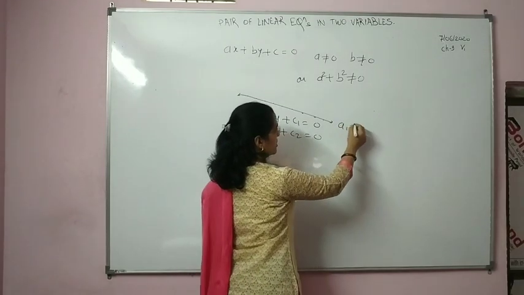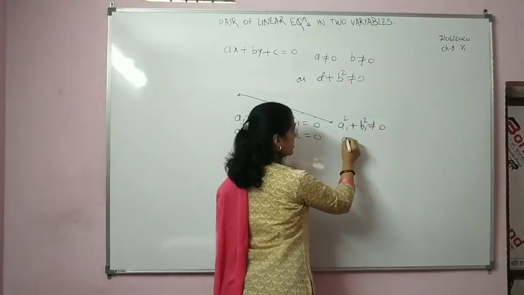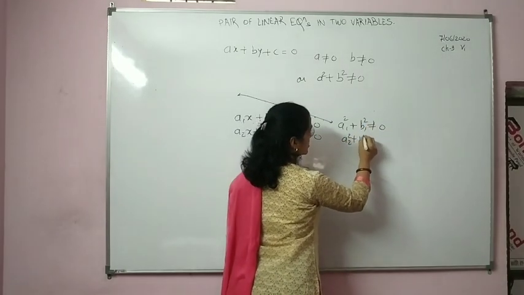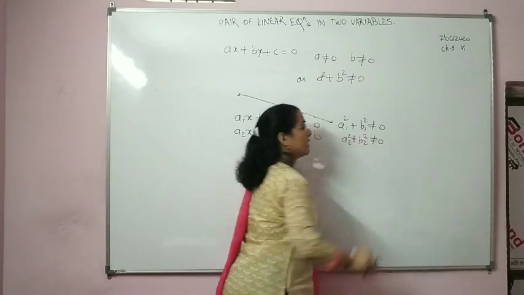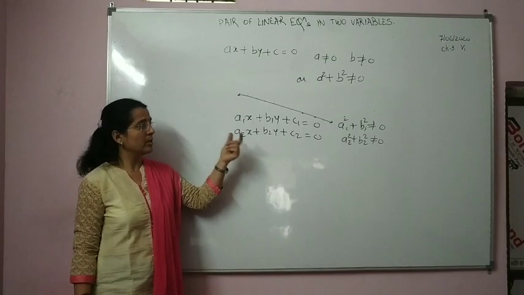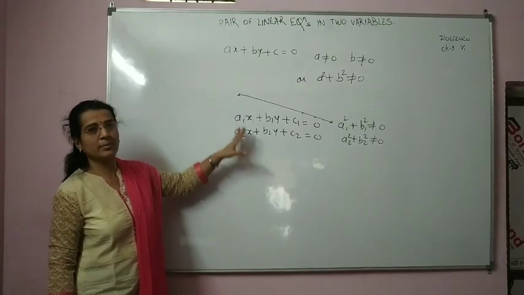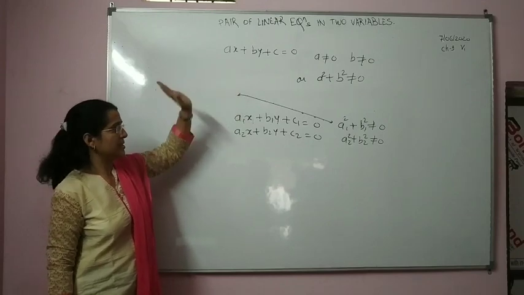a1 b1 is not equal to 0, or you can say a1 square plus b1 square is not equal to 0, and a2 square plus b2 square is not equal to 0. Either of the conditions you can use, because the sum of the squares of the numbers is 0 only if a1 and b1 are 0. Again, the same reason which we have seen last year.